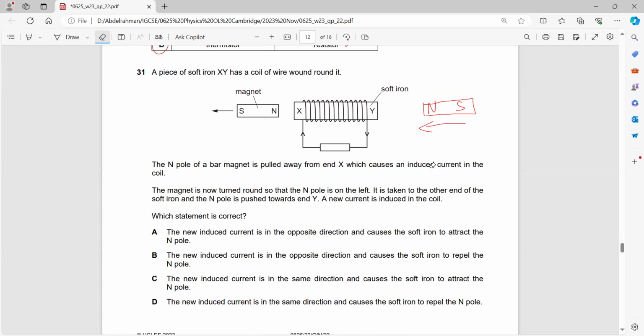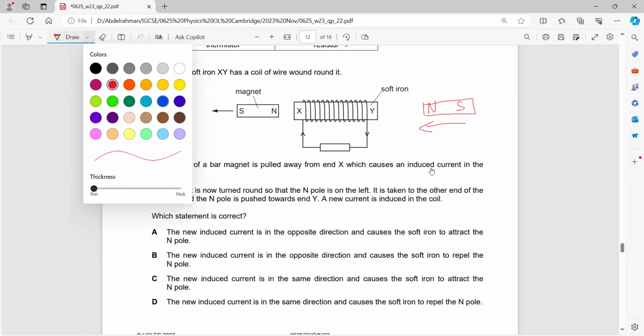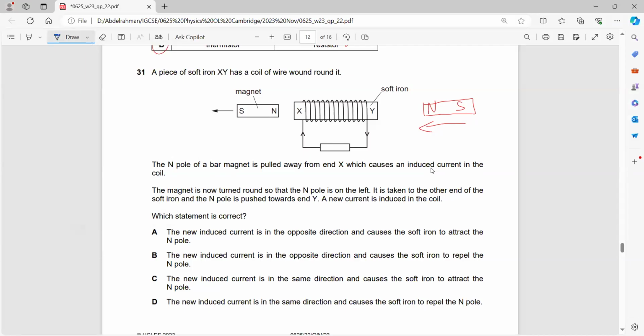What about the induced poles when it was in the initial position? When it's moving away, does it repel or attract? It attracts. When it moves away, it attracts. So the initial position, let me draw it in blue. In the initial position it attracts, so the X would be south and the Y would be north. And in the second position, while it's moving towards, it would repel. So this would be north and this would be south.